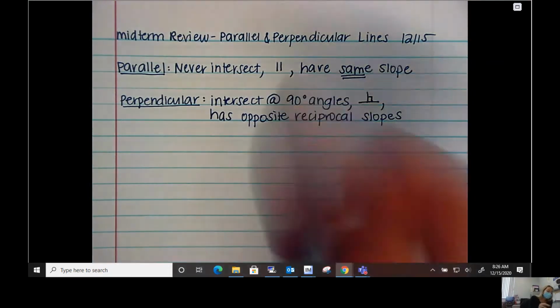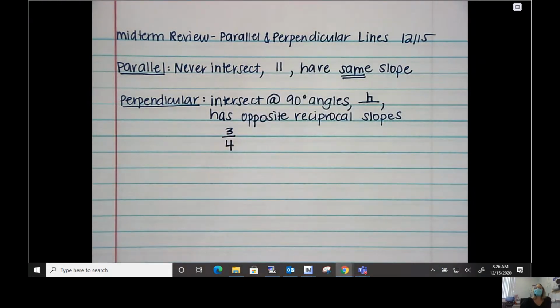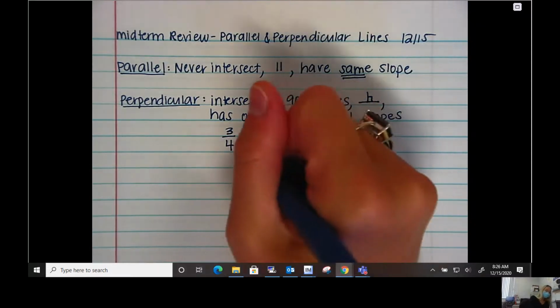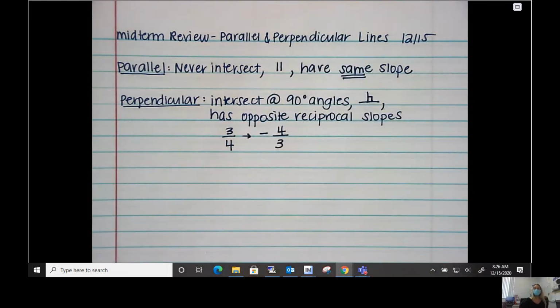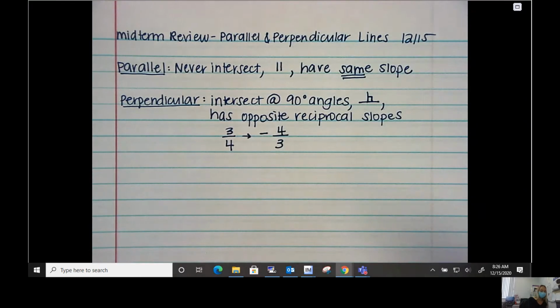So for example, if I gave you the slope 3/4, what would its opposite reciprocal be? 4/3, and then would it be positive or negative? It'd be negative because this is a positive slope, so its opposite reciprocal would be a negative 4/3. So if you have a positive, it will become a negative. If you have a negative, it becomes a positive.